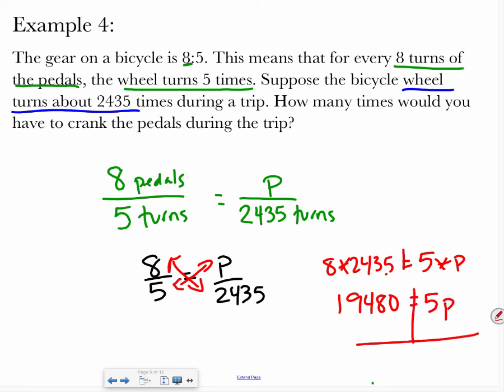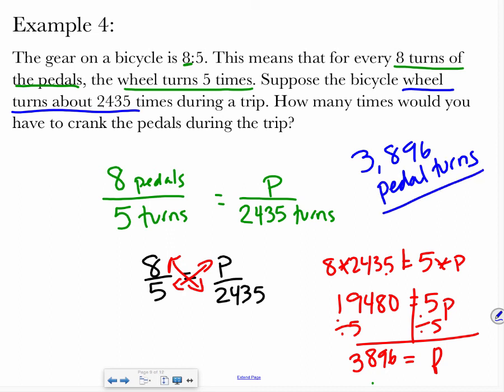How do we get P by itself? We divide both sides by 5. We're left with P equals, and that is 3,896. So our answer would end up being 3,896 pedal turns.